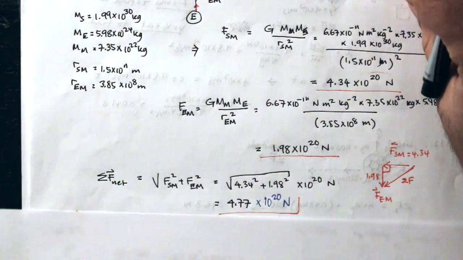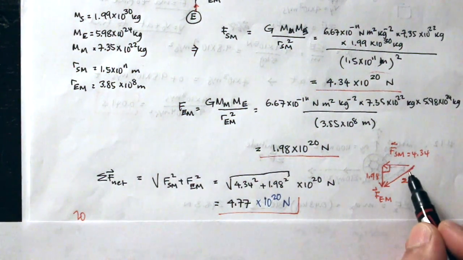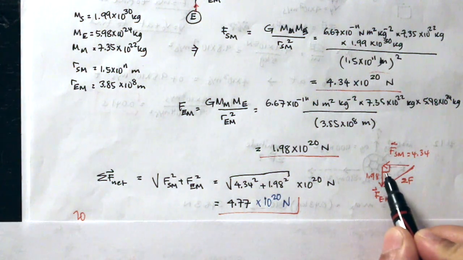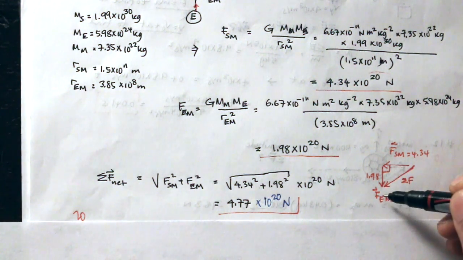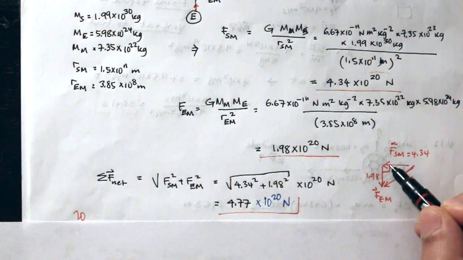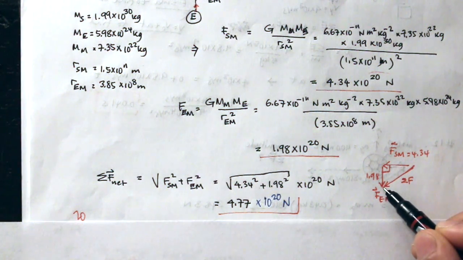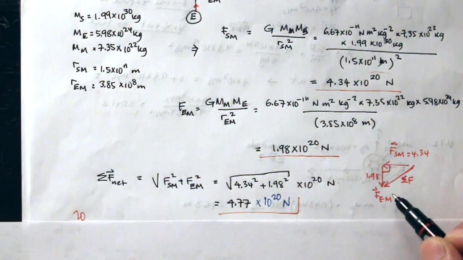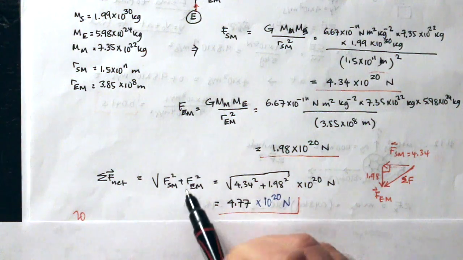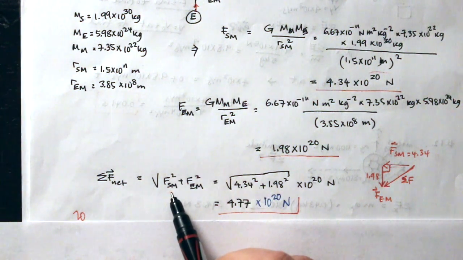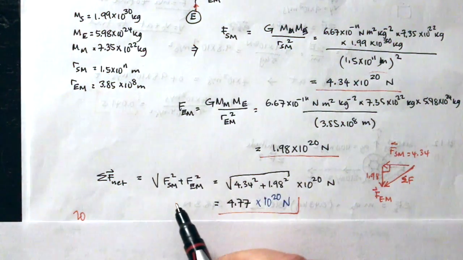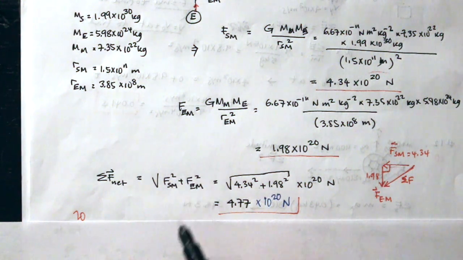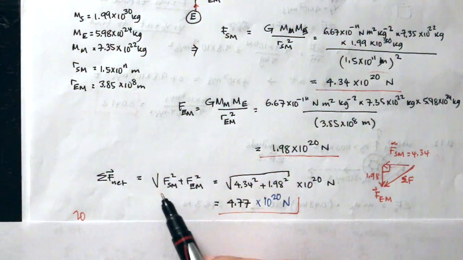So if I look at what is happening on the moon, the sun is affecting it, pulling it to the left, and the earth is pulling it down. And since this is a right angle triangle, the net force is basically, by the Pythagorean theorem, equal to the square root of the horizontal component. I guess there's no horizontal or vertical really. It's x and y, I would say. So the x component squared plus the y component squared under the square root.